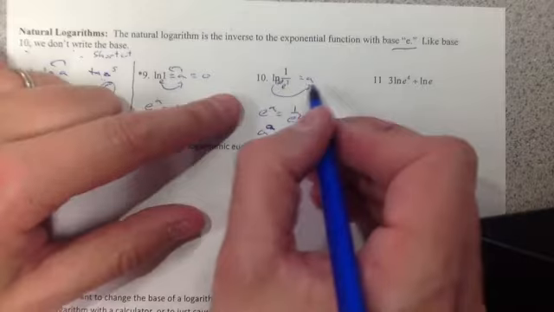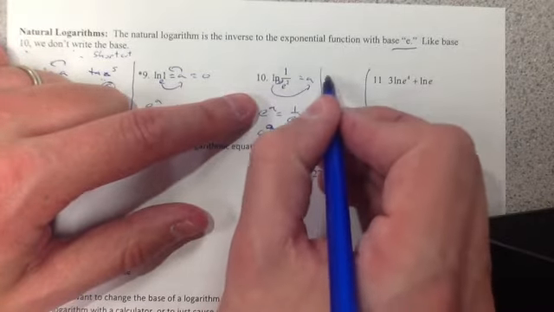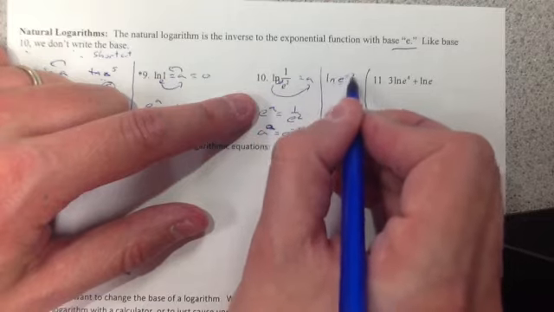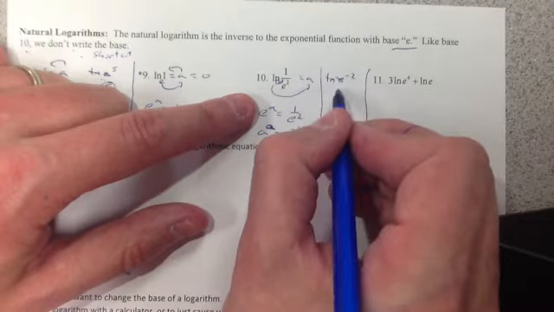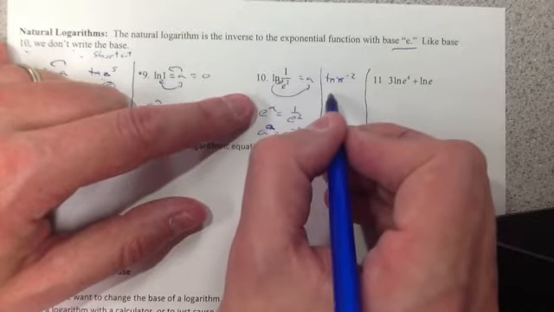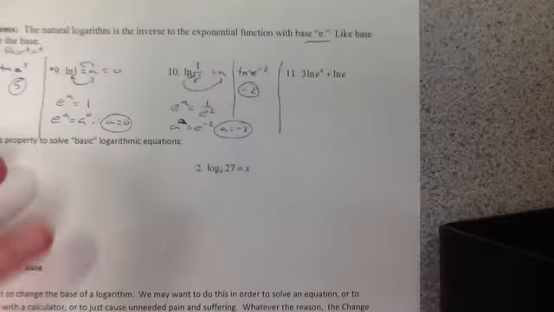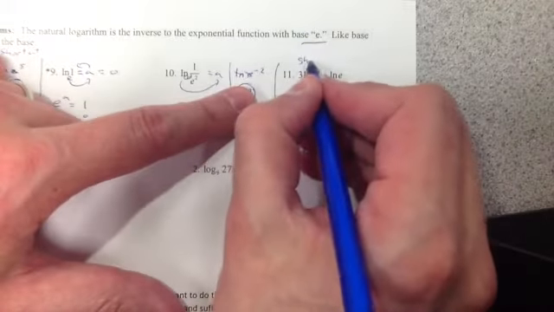But again, I could also write this one like so. The natural log of e to the negative 2. And because the natural log and e have the same base, because they're inverses, they cancel. And we're left with negative 2 right there. And that's going to help us for this one. Let's go ahead and use the shortcut here.